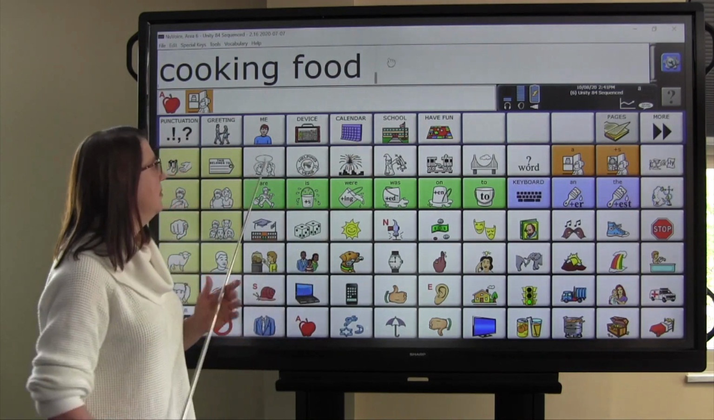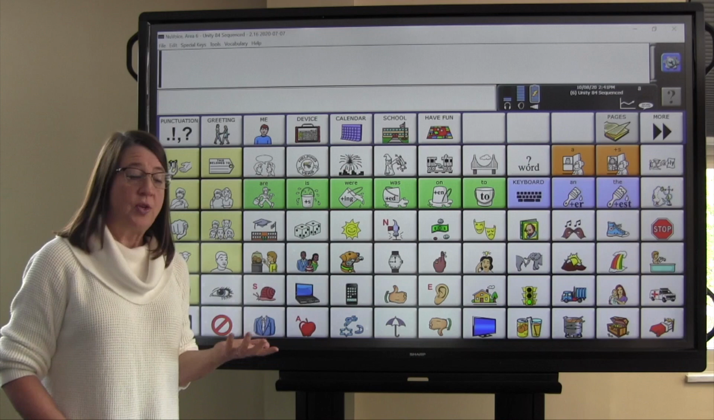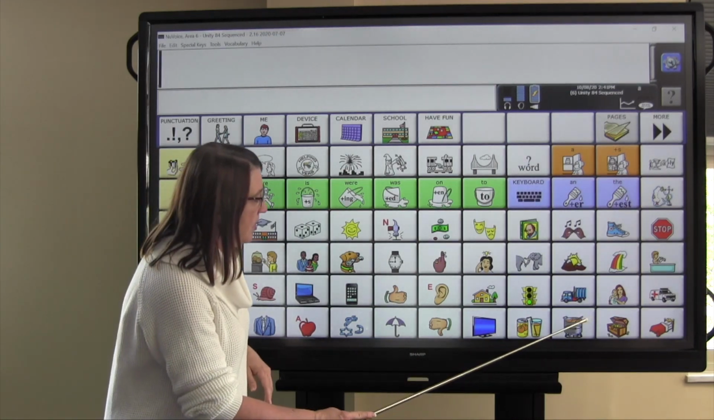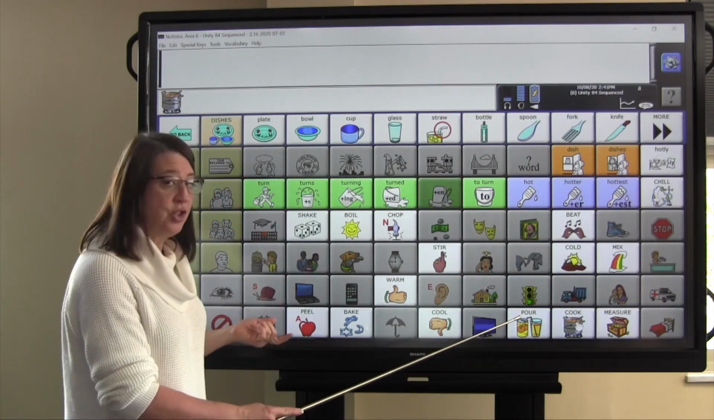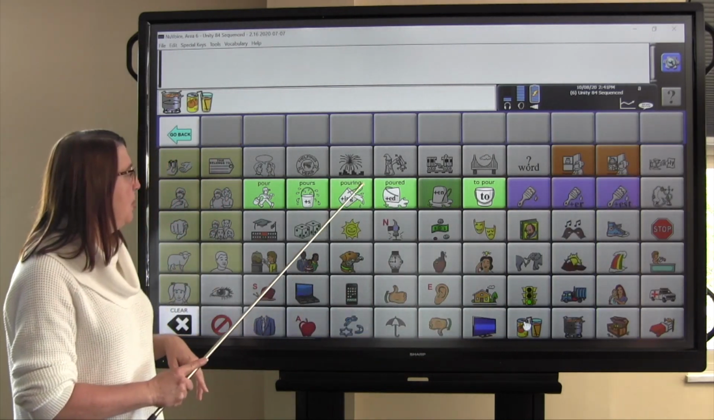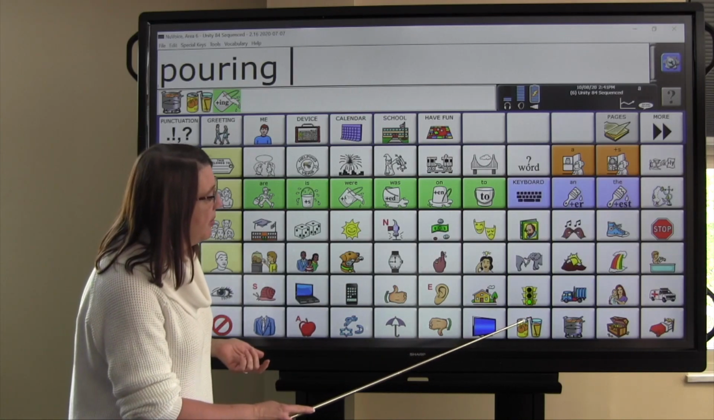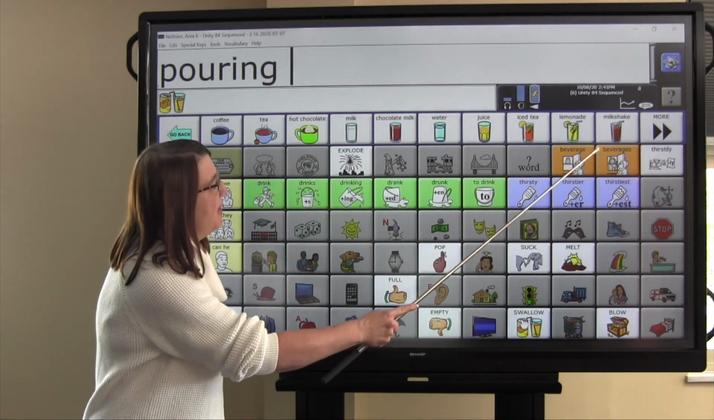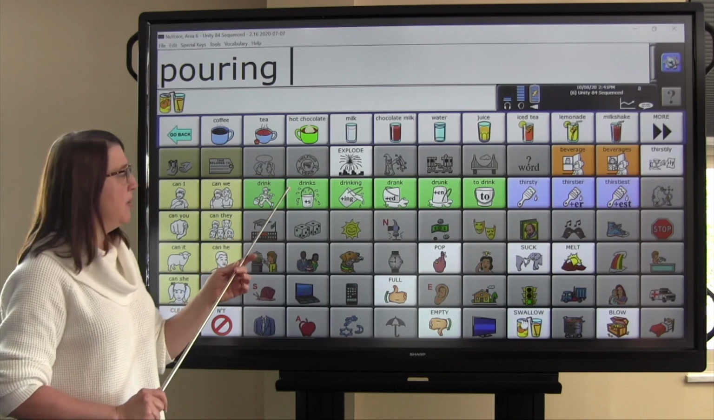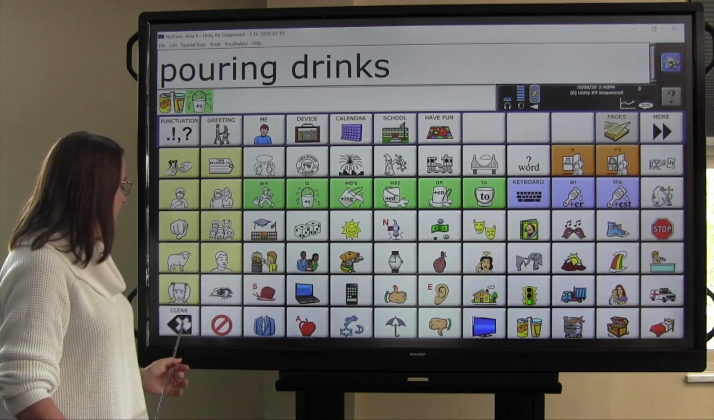Food, cooking food. Let's say pouring drinks. So kitchen plus the juice, because we can pour a liquid like a juice, plus the ing key, pouring. Drinks. And you might remember that our noun key over here is going to give us beverages, but I can say drinks by going to our verb key. Drinks, pouring drinks.